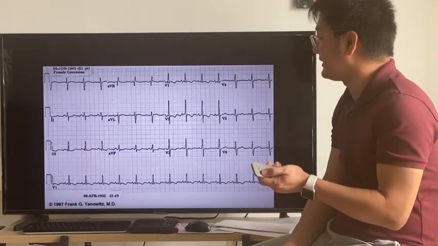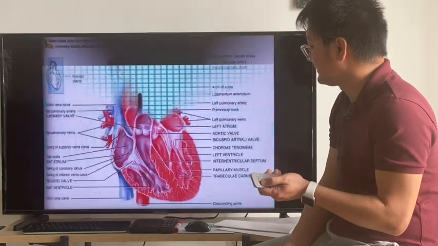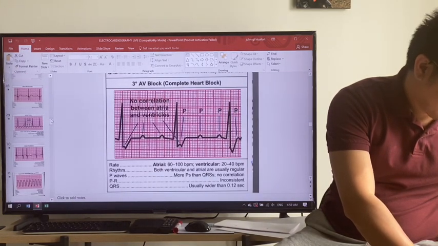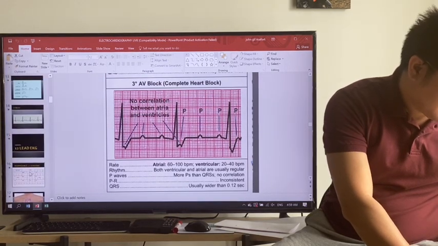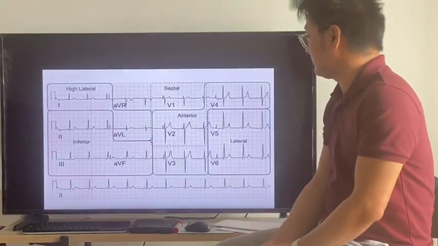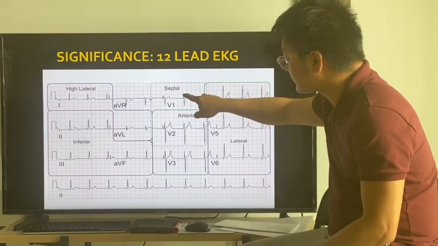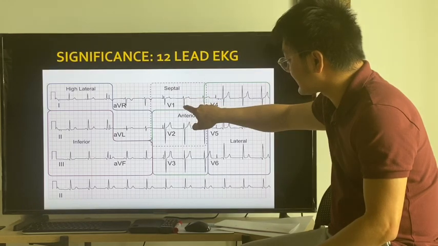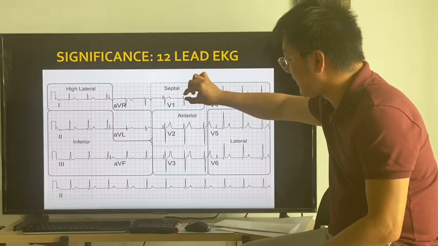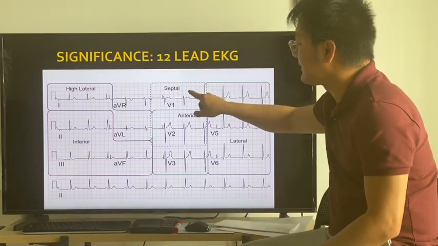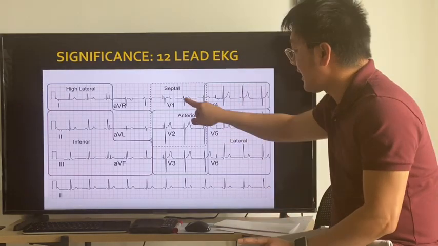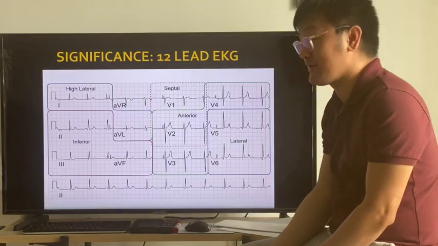Sir, I don't get it. Okay, look, let me check. Okay, hold on. Okay, here. Look, this is your V1, right? Look at your QRS complex. This is your R, this is your S. Your R wave is short, correct? This is your isoelectric line. The R wave is short, the S wave is tall compared to your R wave. This is normal. In V1, the R wave must be short and the S wave must be tall. If in your V1 the R wave is taller than the S wave, that is right ventricular hypertrophy. Look.